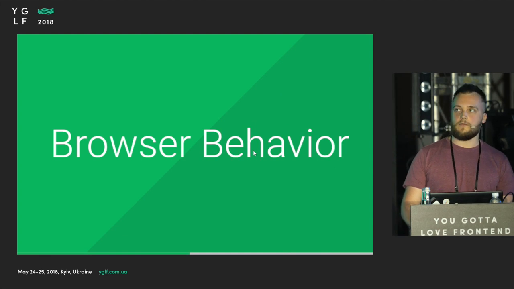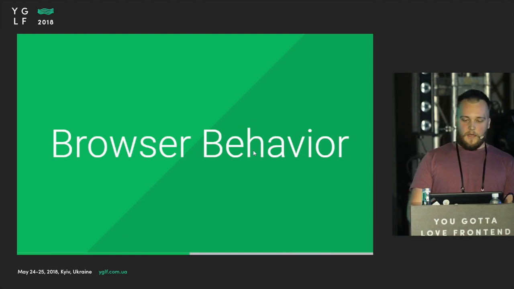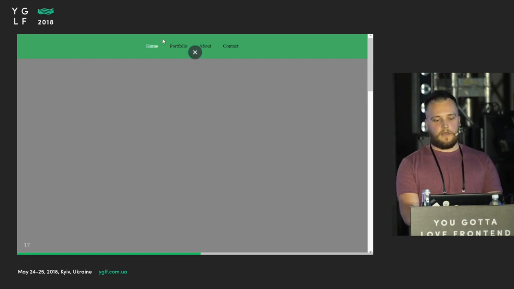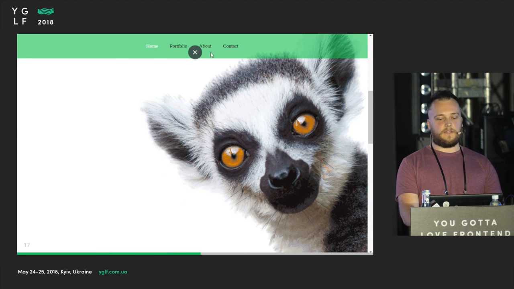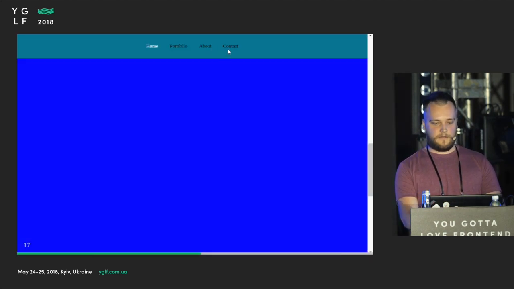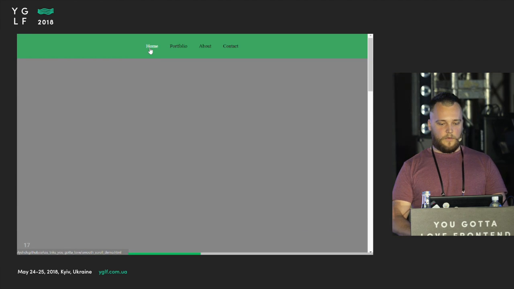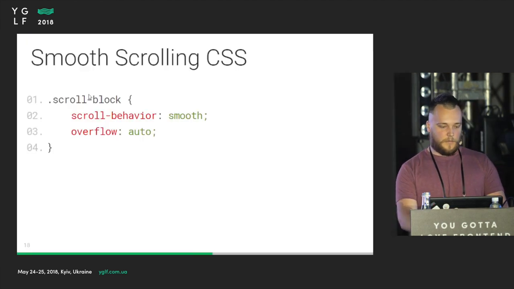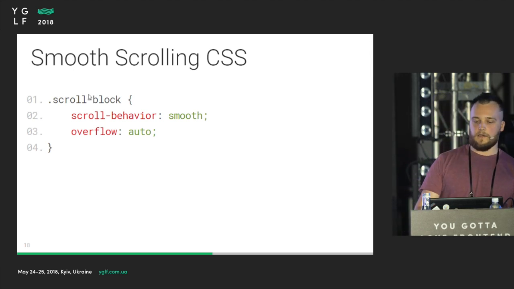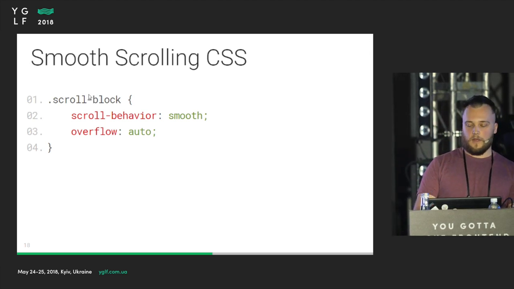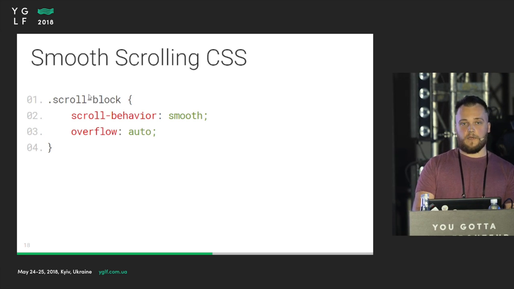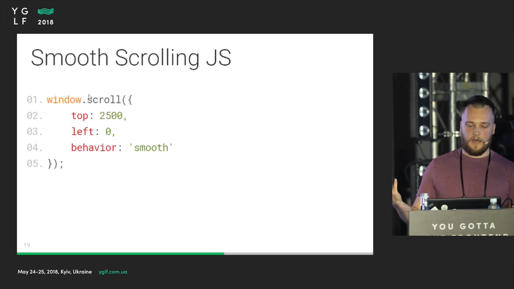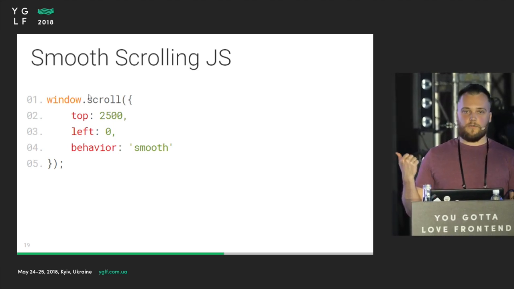And the next one, browser behavior. A common task example for a landing page: scrolling to some blocks by clicking an anchor link. We can set the page to do it smoothly by adding just scroll behavior smooth in CSS. And by the way, we can do this in JavaScript by just adding behavior smooth as a parameter for scrolling.